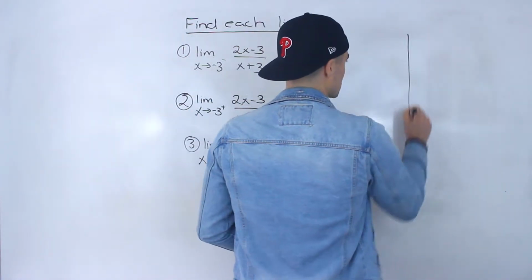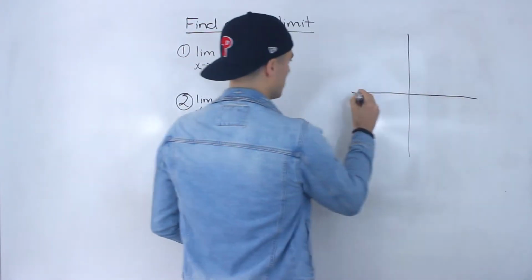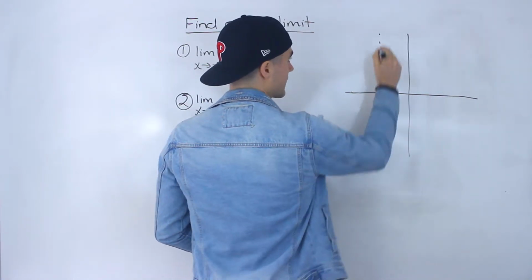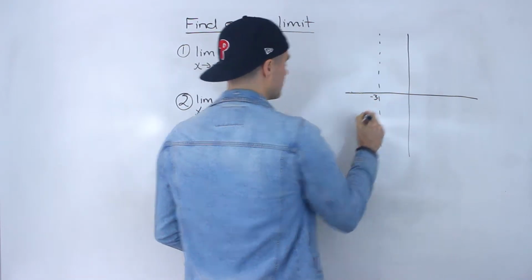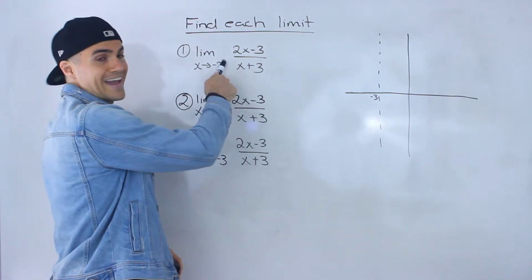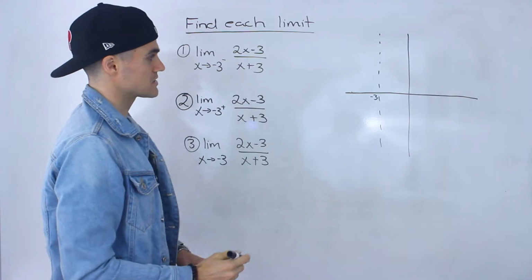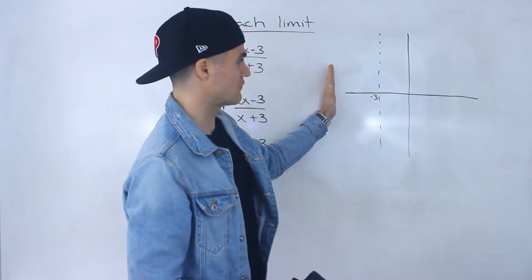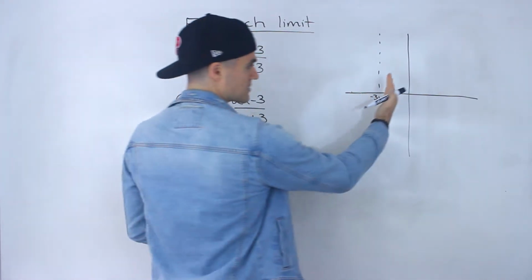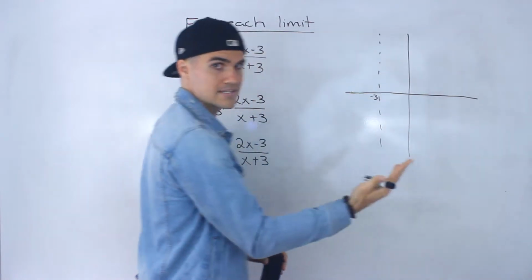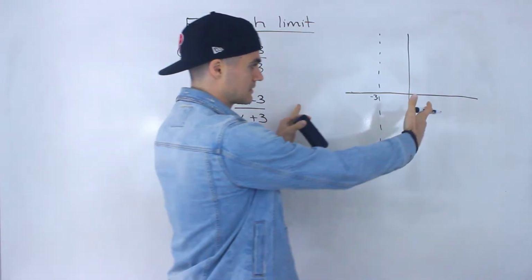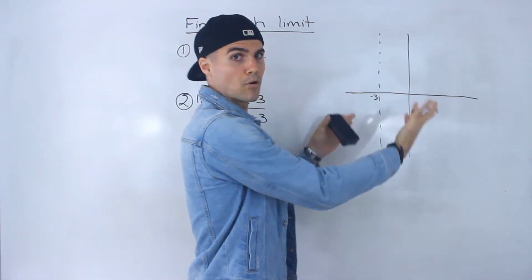So let's just draw out the vertical asymptote. Let's say this here is at that x value of -3. The first limit is as x approaches -3 from the negative side. That's what that negative exponent means, so basically what's happening as we approach -3 from the left side. And then the second limit is as x approaches -3 from the positive side, or from the right side. And then we can figure out what's that general limit as x approaches -3, so basically as x approaches -3 from both sides.